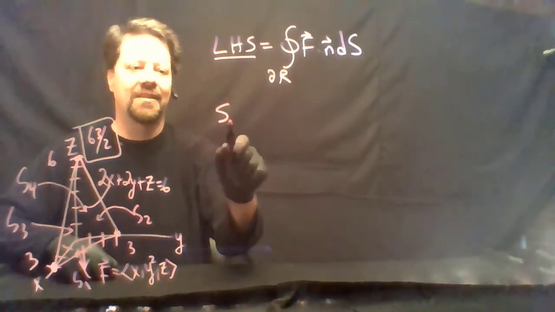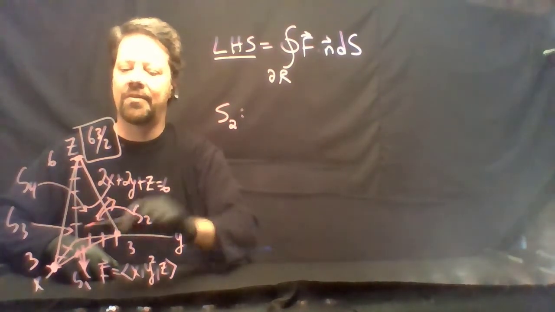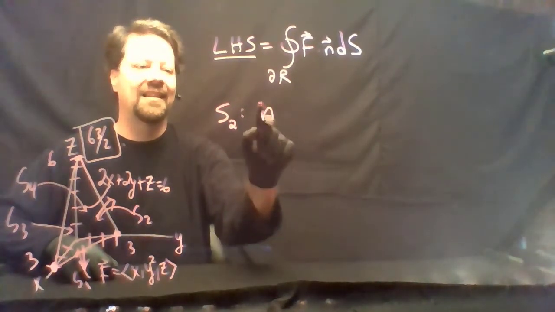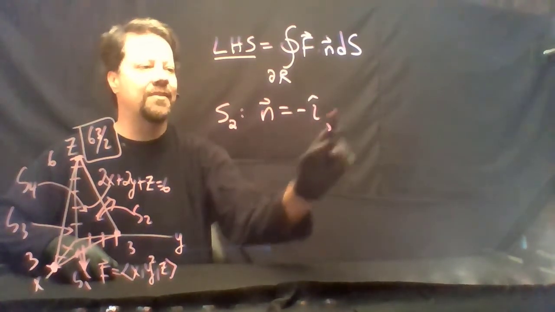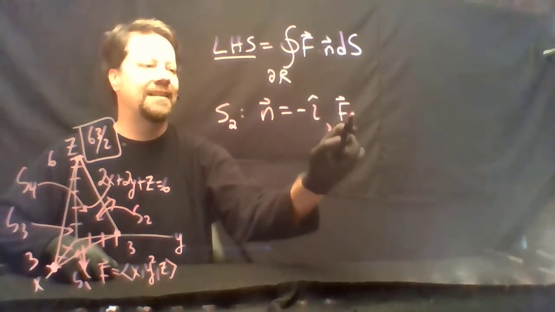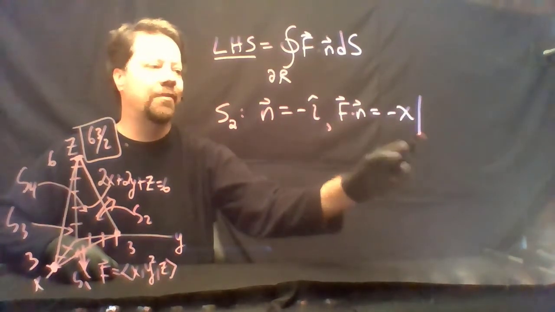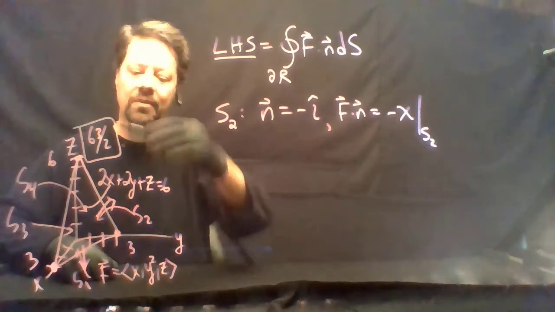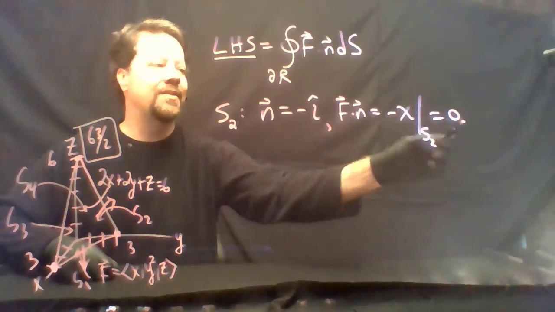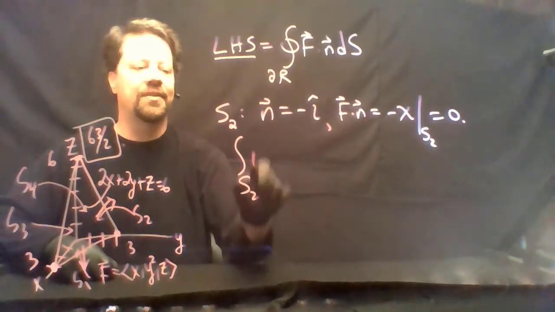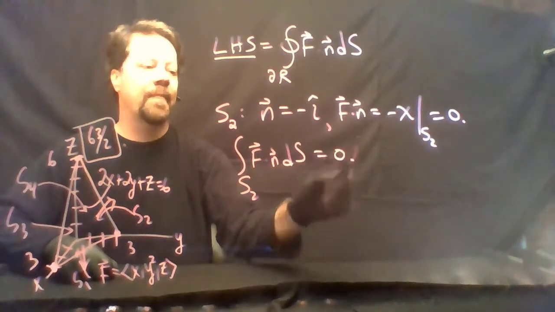Let's see if we are as lucky on surface 2. On surface 2, the unit exterior normals will poke exactly in the direction of minus i. It follows then that f dot n will be minus x. And if we're evaluating on surface 2, which is part of the yz plane, we will get 0. So the flux on surface 2 will be 0.